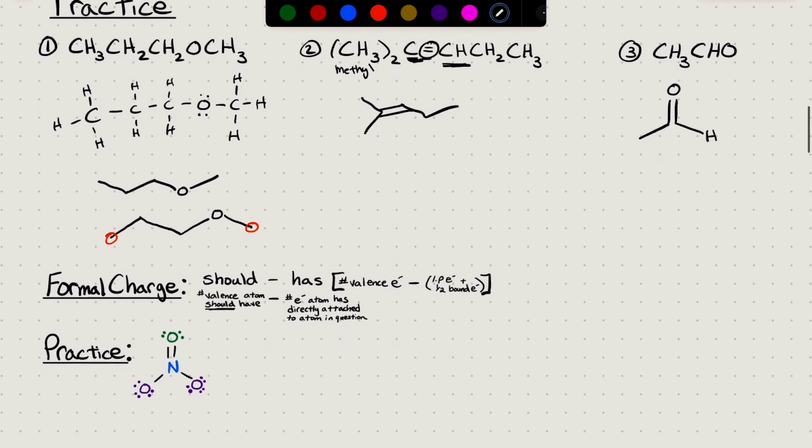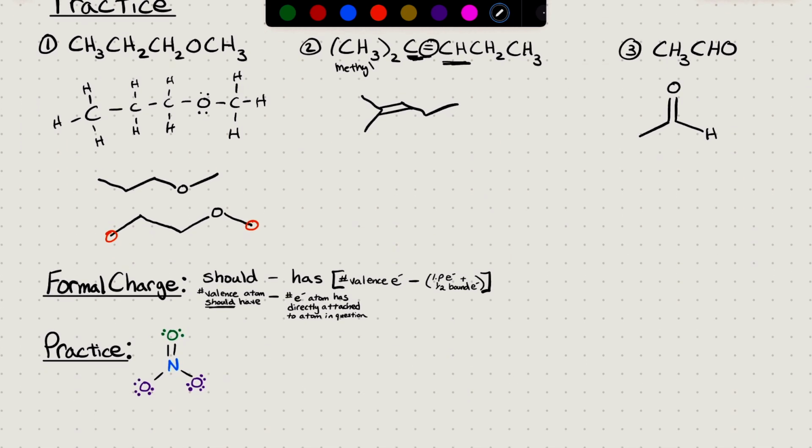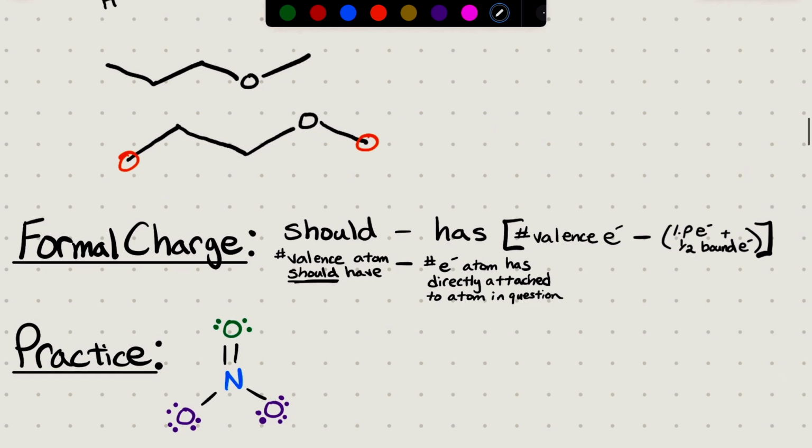Excellent. The next thing that aligns with understanding and remembering your Lewis structures is remembering formal charge. So there's two ways that you can go about formal charge. There is the formula that we're used to from Gen Chem: valence electron number minus the lone pair electrons, LP stands for lone pair, plus the half bonding electrons. I go with my little thing that I got from Leia for Science, which is should minus has. It is the number of valence electrons the atom should have minus the number of electrons the atom has directly attached to the atom in question.